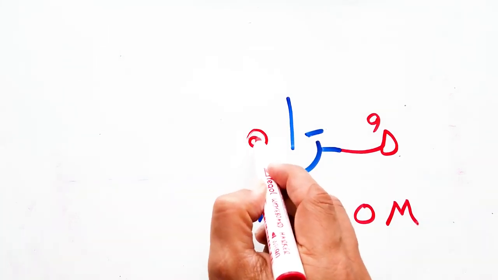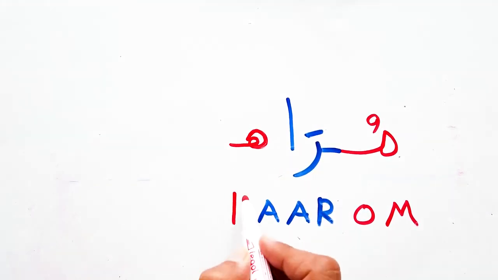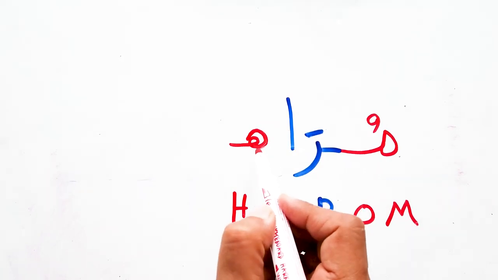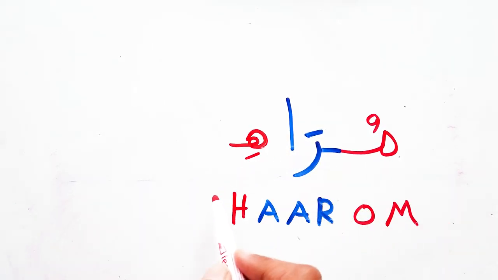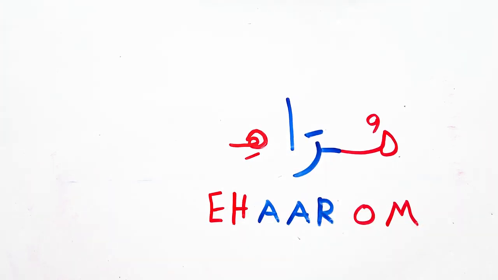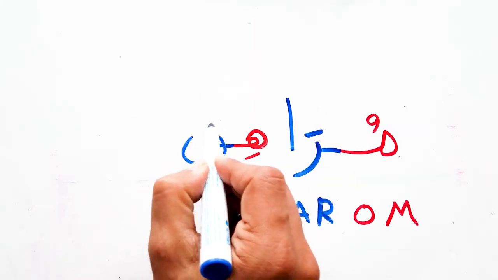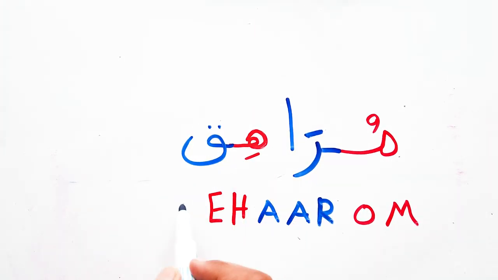The sound of H. This letter sounds like H. Murahi. The sound of E. This mark. Murahi. Murahiq. This letter sounds like a strong K. It's not K. It's Q. Murahiq.